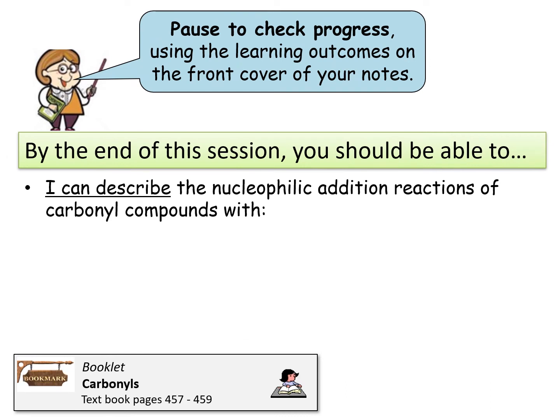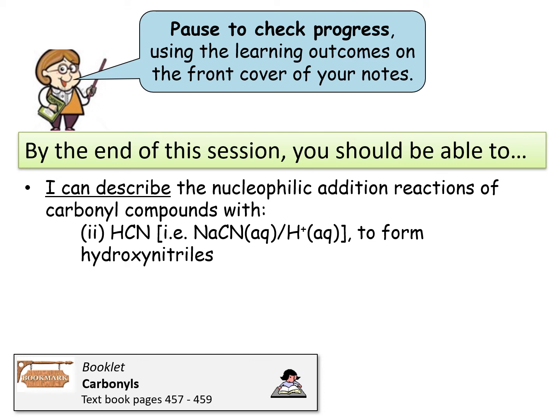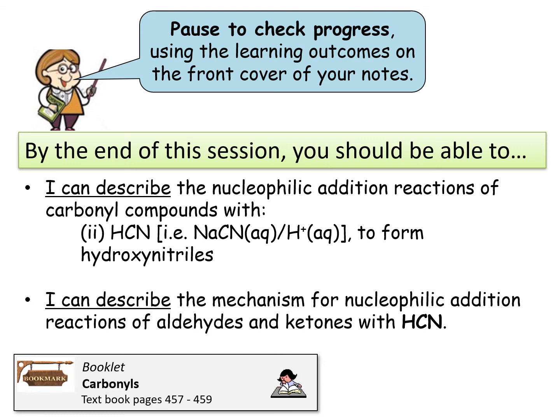That brings us to the end of this PowerPoint now, so you can check your progress. You should now be able to describe the nucleophilic addition reactions of carbonyl compounds with HCN, and that was to form the hydroxynitrile. You should also be able to describe the mechanism following that nucleophilic addition reaction with any aldehyde or ketone that's presented to you, now this time with HCN, where of course it's the cyanide ion this time that is our nucleophile.